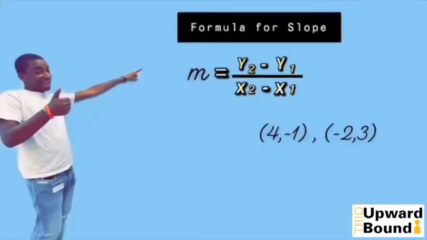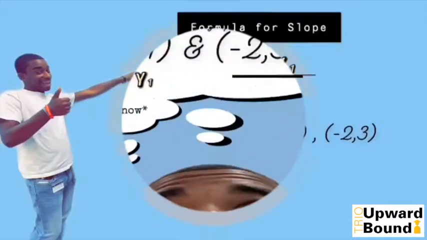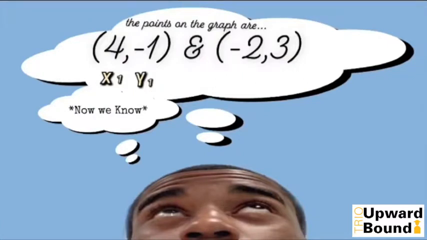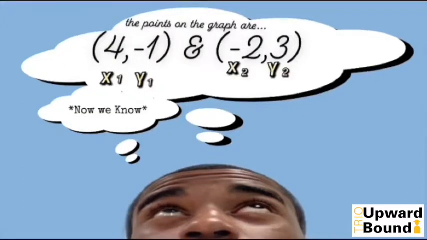What's up? Today I'll be teaching you about formula for slope. The formula for slope is m equals y2 minus y1 over x2 minus x1. And these are the points I'll be using for our example. Now we know that you only need 2 points on the graph to make a line. So these are 2 points. x1 is 4, y1 is -1, and the other point is x2 is -2, and y2 is +3.